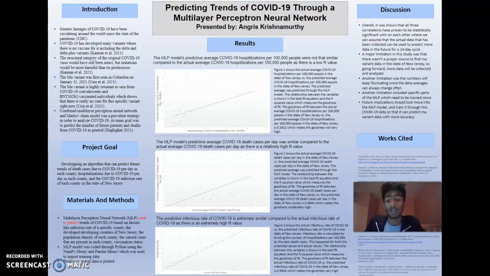However, there have been some limitations in this study. For example, it was hard to find Mu variant data in the state of New Jersey. So going forward, more data should be collected and analyzed. The main limitation in this study is specific parts of the multi-layer perceptron neural network, which should be trained more in order to understand it better. Future implications can look into more about the MLP model and how I can train it through COVID-19 data so that it can predict Mu variant data with more accuracy.